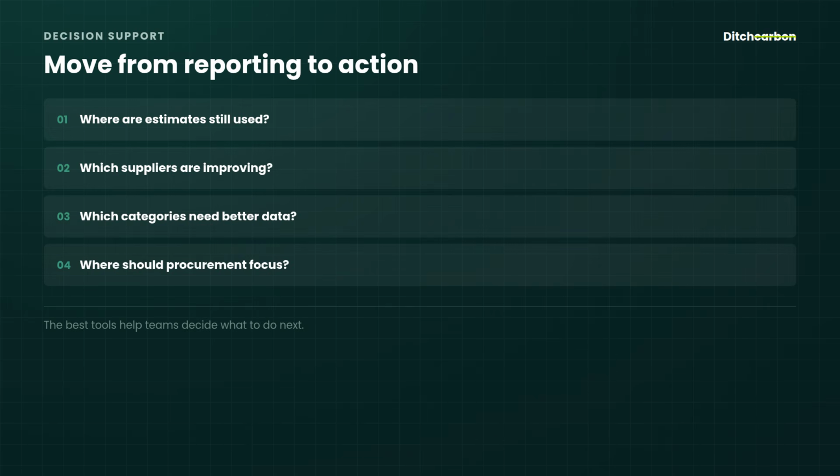Which brings us to perhaps the most important test. Can the tool help you move from measurement to action? A platform that produces a beautiful dashboard but can't tell you where to focus supplier engagement isn't doing enough. The useful questions are which suppliers represent the greatest emissions opportunity, which are already improving, where you're still relying on estimates, and where procurement should focus its next conversation. Those are decision-making questions, and they're what the data is ultimately for. Microsoft's approach to supplier data is a good example here. The point isn't simply that suppliers report emissions, it's connecting supplier sustainability performance with actual procurement decisions.